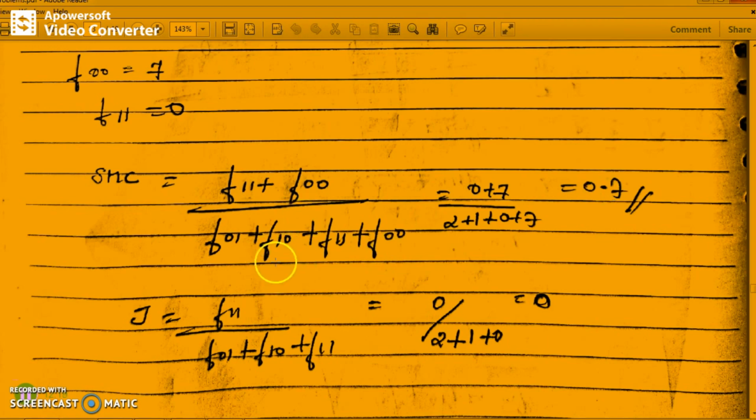Now for the same problem, the same question, we will just use the Jaccard formula to calculate the similarity.